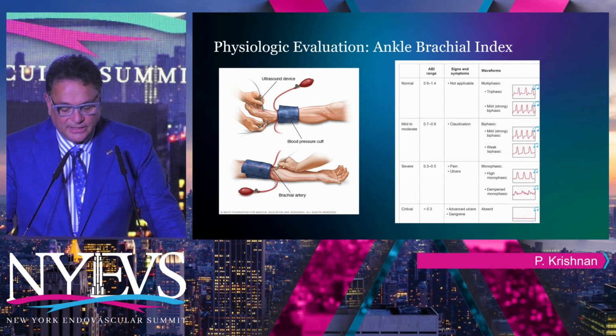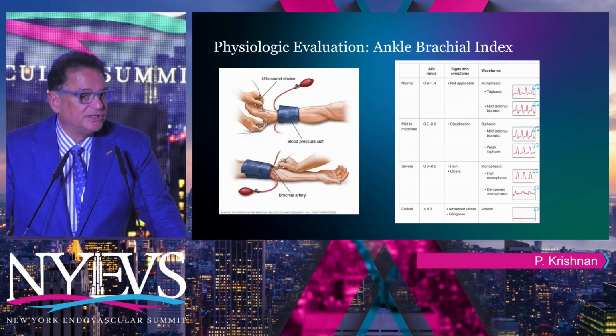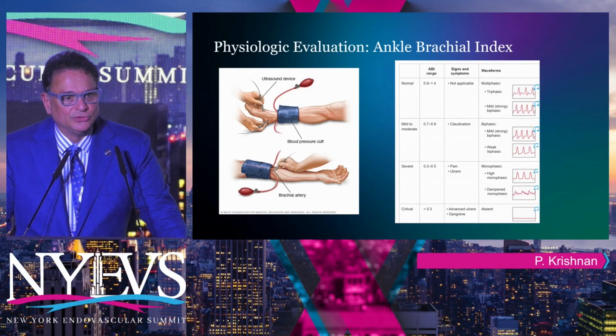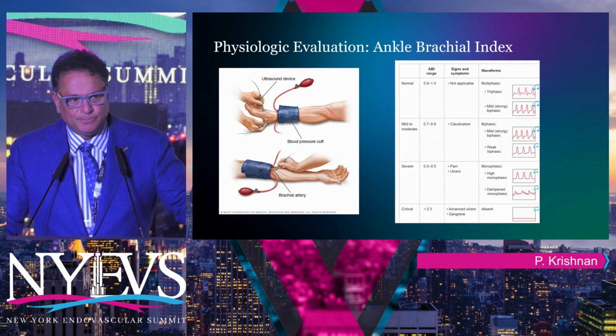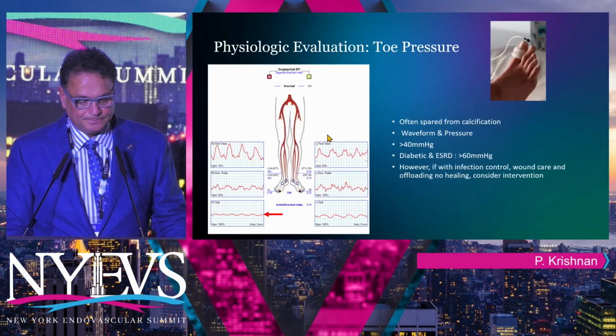You get monophasic and high monophasic or dampened monophasic waveforms. And critical limb ischemia is generally less than 0.3. Again, these patients will have advanced ulcers or gangrene. But again, remember, it's a spectrum of presentation depending on what you see and what test is done.